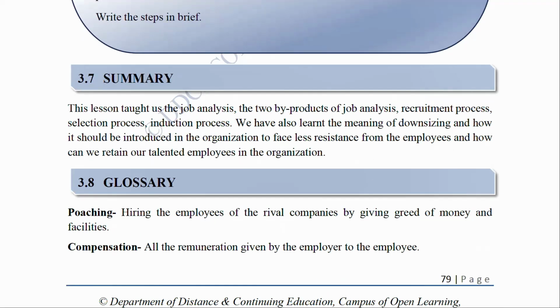3.7 Summary. This lesson taught us the job analysis, the two byproducts of job analysis, recruitment process, selection process, induction process. We have also learned the meaning of downsizing and how it should be introduced in the organization to face less resistance from the employees and how we can retain our talented employees in the organization.